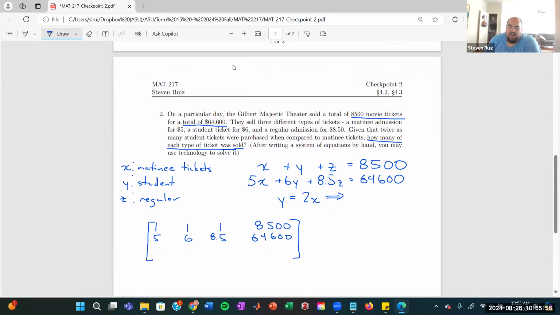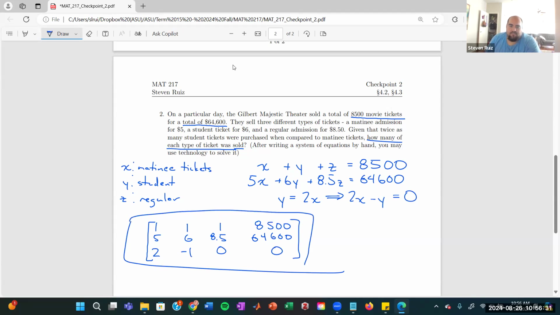Basically, I want to get all my variable terms together, and all I have are variable terms. So let's move y to the left, and I get 2x minus y equals 0. So now let's put that into our matrix. Our coefficient of x is 2. Our coefficient of y is -1. There is no z term, so its coefficient is 0. And our constant term is 0. So I think this is a great matrix to help solve this equation.